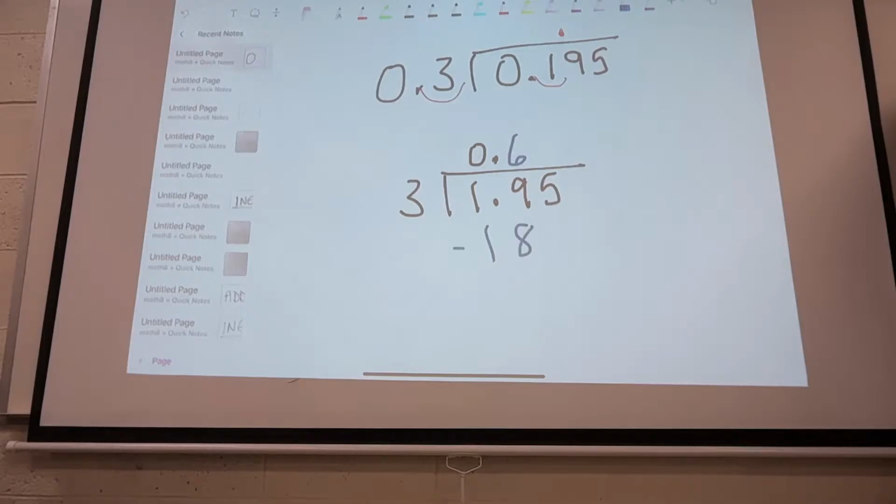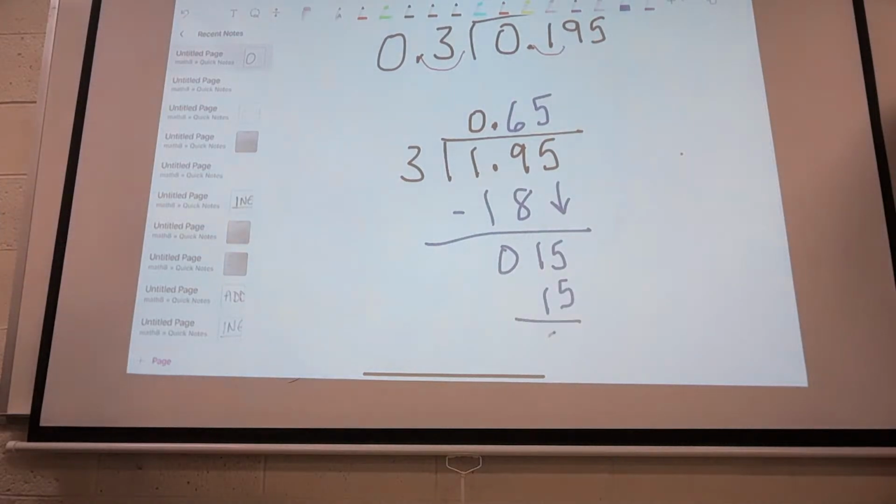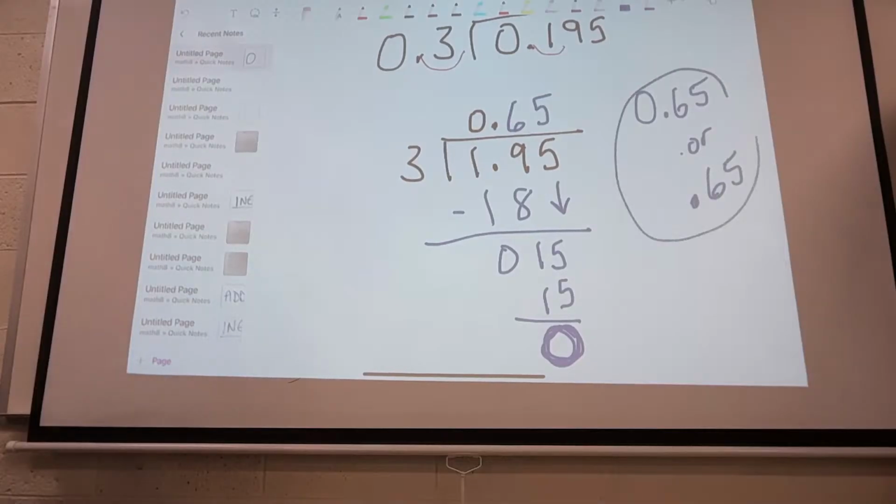You put your 18 down, subtract. Bring down your 5. Now 3 goes into 15 5 times. 15 and 0. We don't stop until we get a 0 down below. Okay, so our answer to this one is 0.65. So that was number one. Okay.